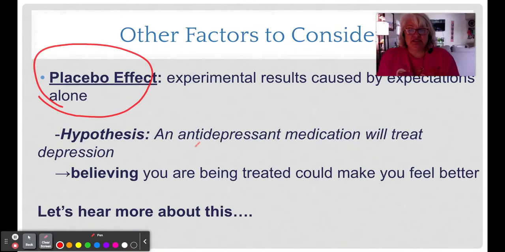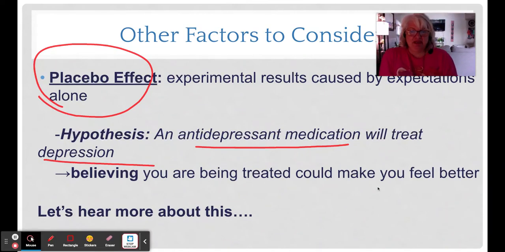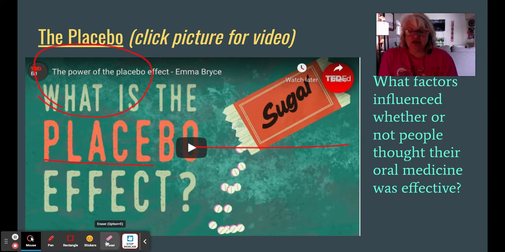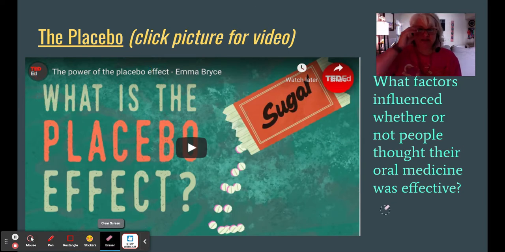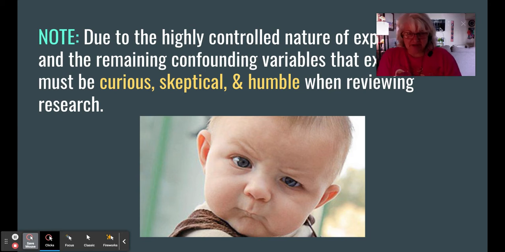So here's an example. An antidepressant medication will treat depression. So basically, if you take something that isn't actually an antidepressant, but you think it is, you will actually feel better. Pretty crazy. I do have a video here. I'm not going to play it in the class or in this video, because you can watch it on your own if you want to learn more about the placebo effect. It goes all the way back to like really long ago. I think placebo is Latin for, I can't remember what it is, something like make you feel better or something. I don't know. It's in the video, so watch it. All right, now let's move on.